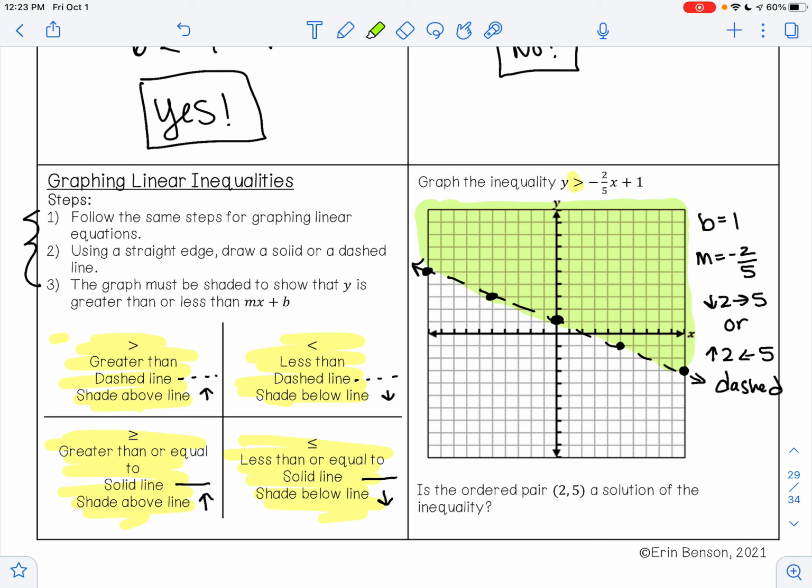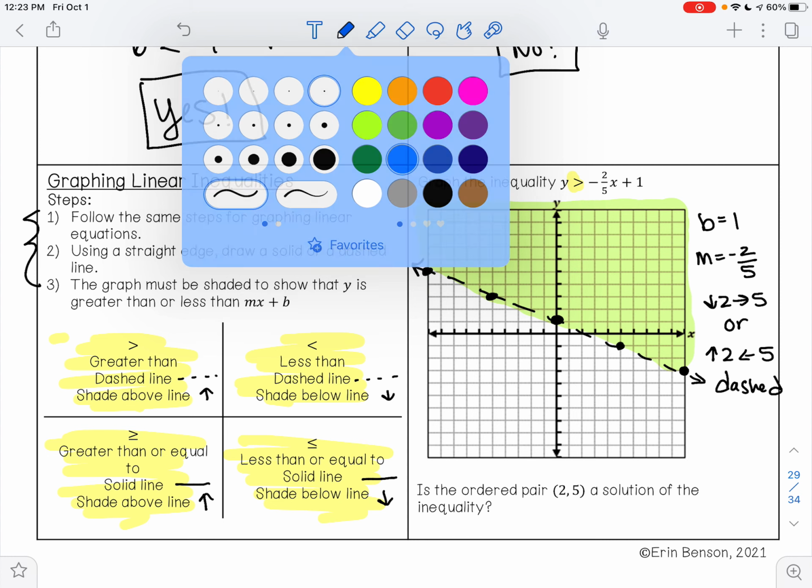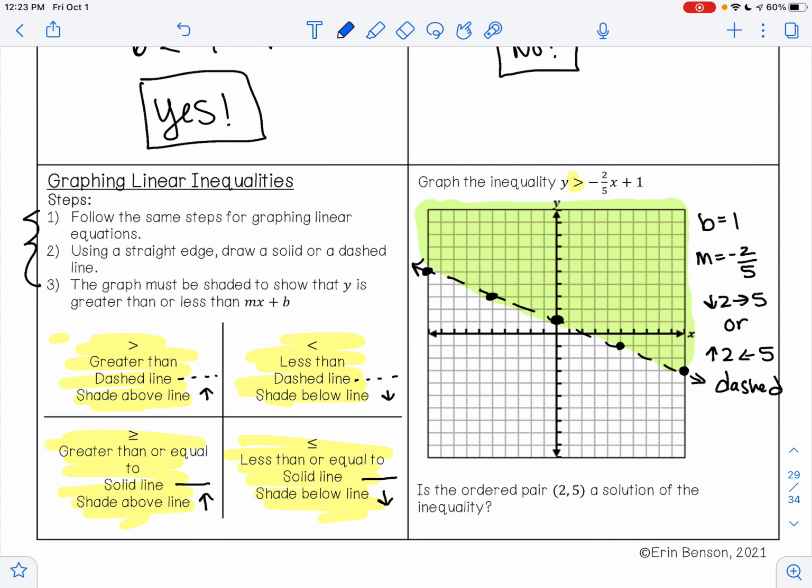What this shading represents is the solutions. Your solutions are in shaded areas or on solid lines. So if we look at this next question, it says, is the ordered pair 2, 5 a solution of the inequality? Well, 2, 1, 2, 3, 4, 5, that's this point right here. Is this point in the shaded area? Yeah. So because it's in the shaded area, it is a solution.